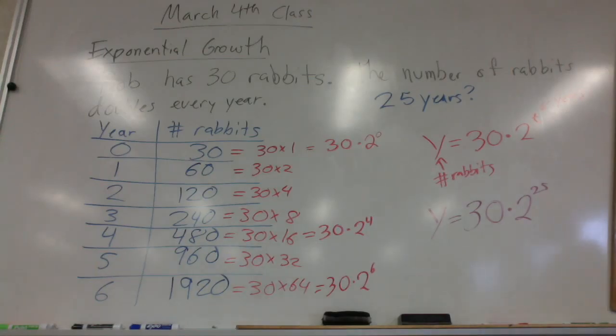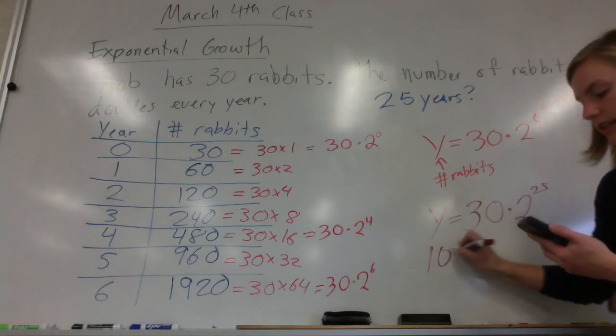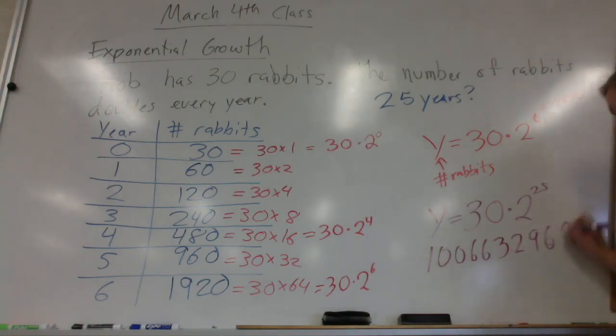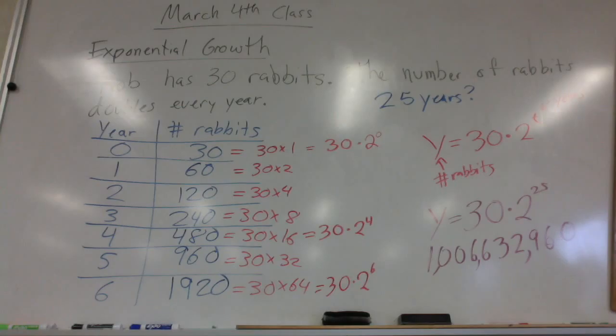number. I'm getting, my goodness, this is a big 1,0,0,6,6,3,2,9,6,0. It's a billion. So that's 1,006,632,960 rabbits after just 25 years.